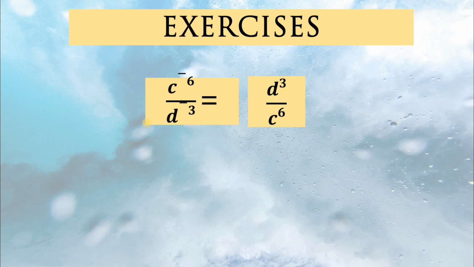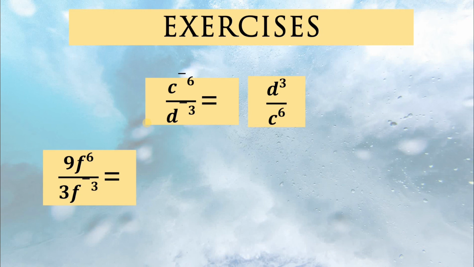Okay? Next, we have 9f raised to 6 over 3f raised to negative 3. So you can see on your denominator, you have a negative exponent. So we can just move it to your numerator. So we have 9f raised to 6, f cubed. Okay, we've moved f raised to negative 3 to your numerator. That's why it's now f raised to 3 or f cubed all over 3.